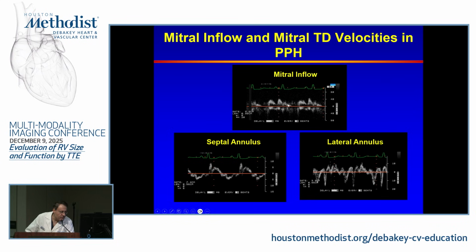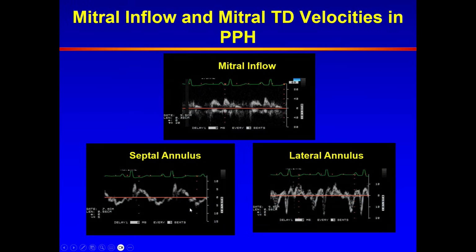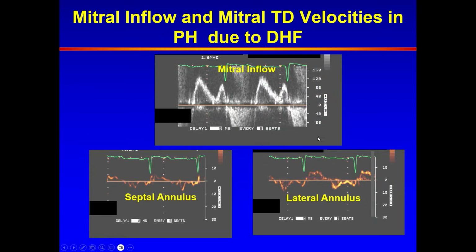The typical inflow pattern is a low E, high A, so an impaired relaxation pattern. If you look at the septal velocities, they can be reduced because the septum is contributed to, in terms of function, by the RV. So we rely here on the lateral side velocities, and here the velocity is pretty normal. So that patient likely has non-cardiac, not cardiac, pulmonary hypertension.